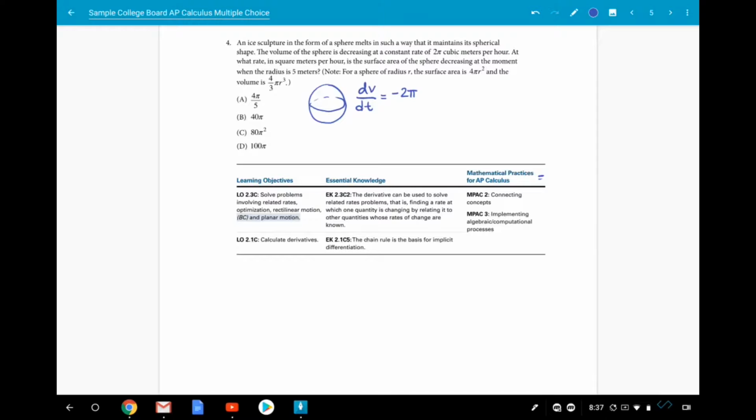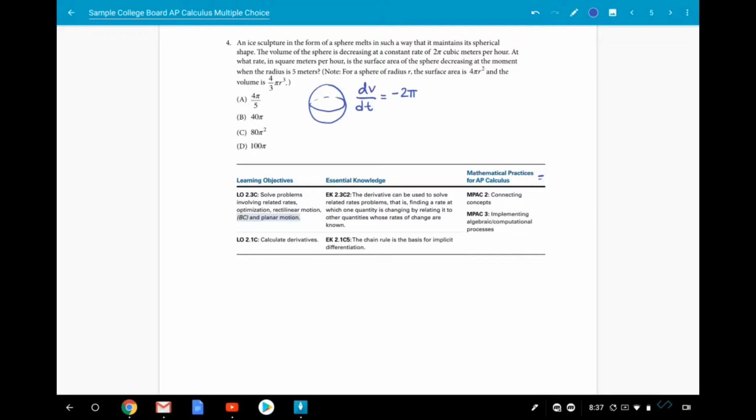At what rate in square meters per hour is the surface area of the sphere decreasing at the moment when the radius is 5 meters? Note, for a sphere of radius r, the surface area is 4 pi r squared and the volume is 4/3 pi r cubed. So the information that they gave us is dV over dt.